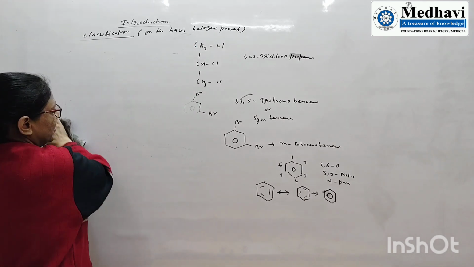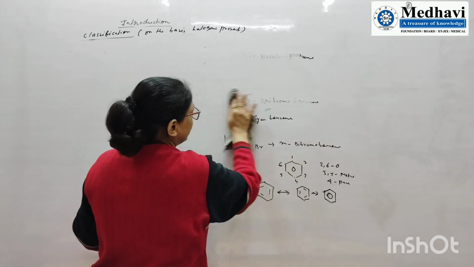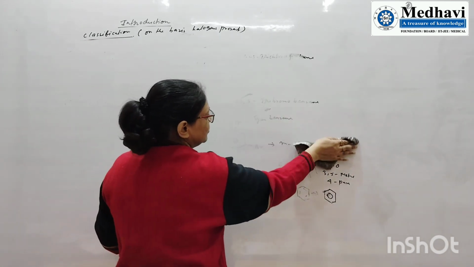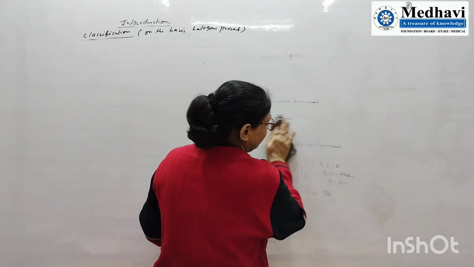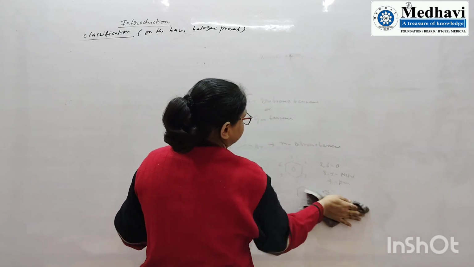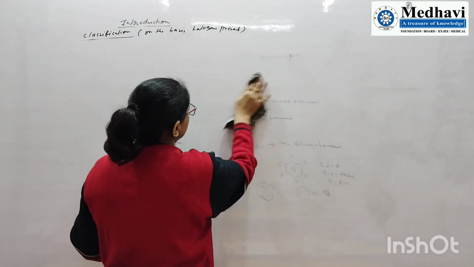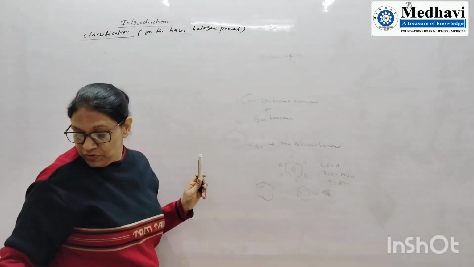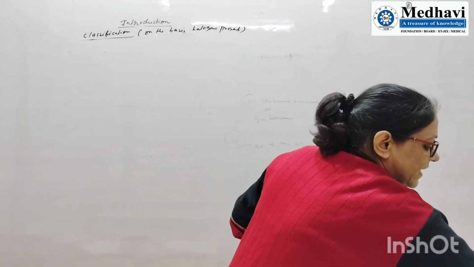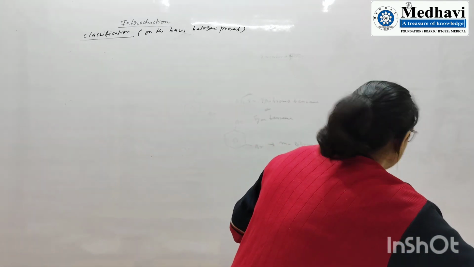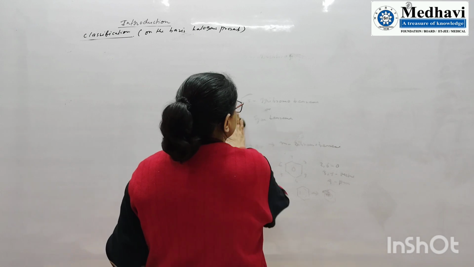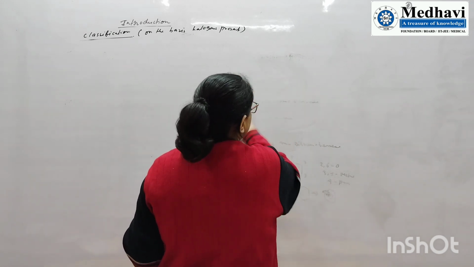Second classification is of monohalogen products. That is, if a single halogen group is present, then they are further classified. Very important information, because once you understand this concept, you can easily prepare the compounds and you can easily explain their chemical properties also.